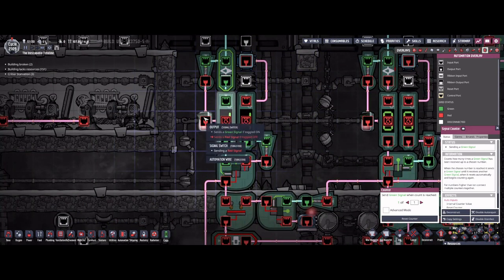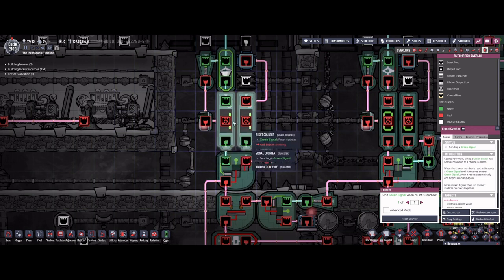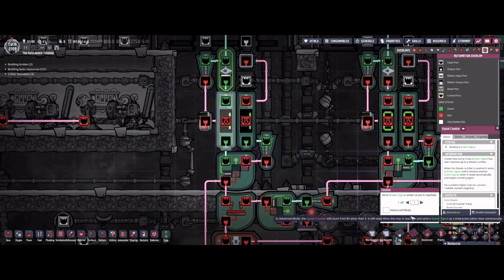The signal switch is here so I can easily reset both of them if I want to. Now you can also just click the reset counter, but I just prefer having a signal switch so I can quickly reset both of them for testing. This part is completely optional. You do not need it.